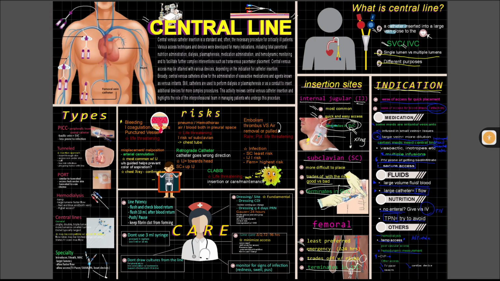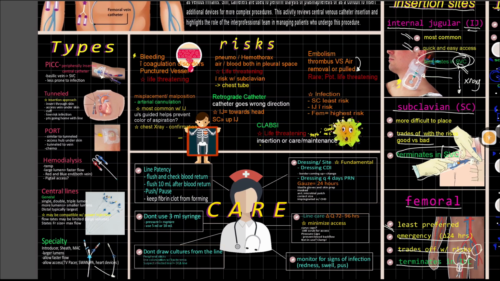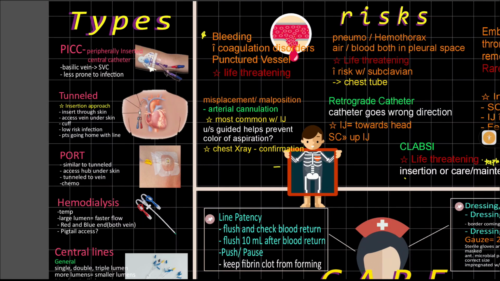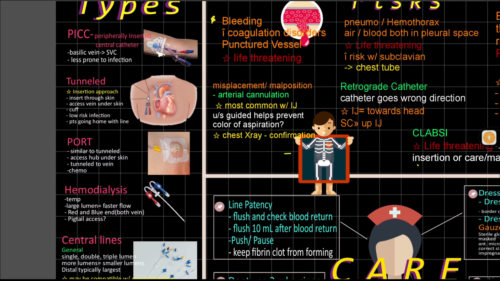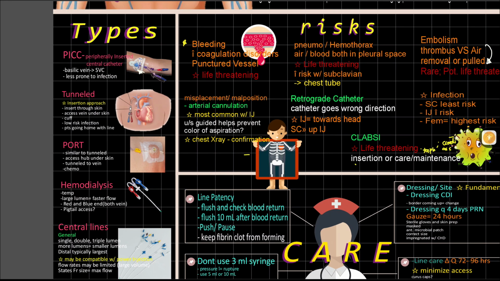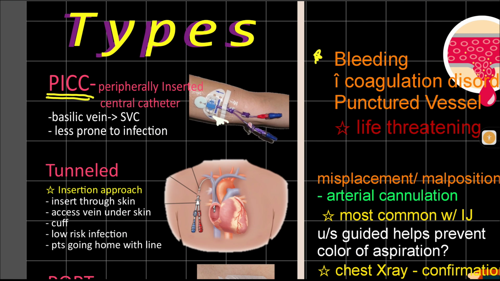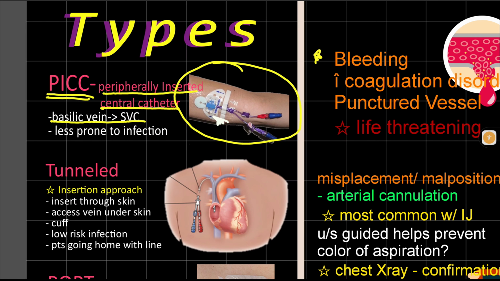All right, now, before we discuss the risk and care of your central line, I want to discuss to you the types of your central line. I have here the most common types, and we're going to start with your PIC. If you're asking how this PIC looks like, this picture will show you. PIC stands for peripherally inserted central catheter. Now, this is inserted in your basilic vein and terminates in your SVC, superior vena cava.